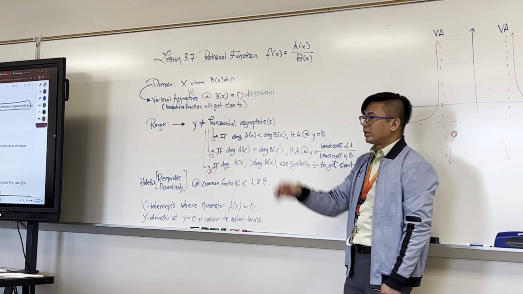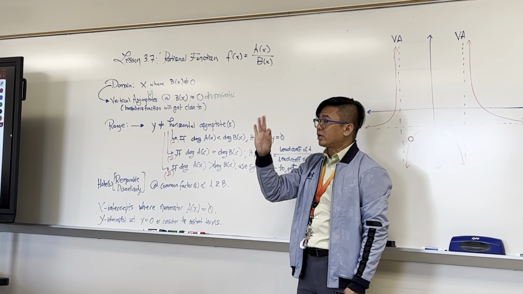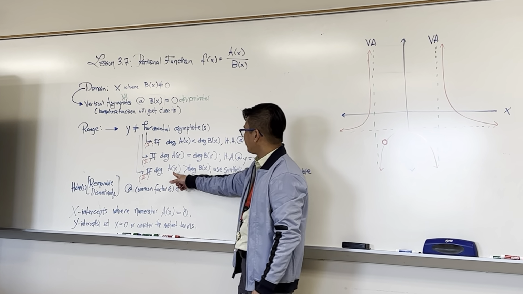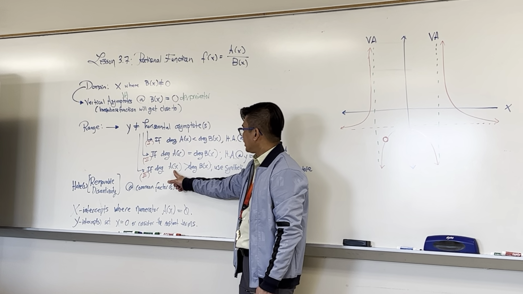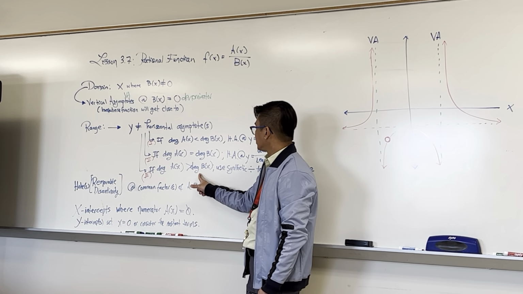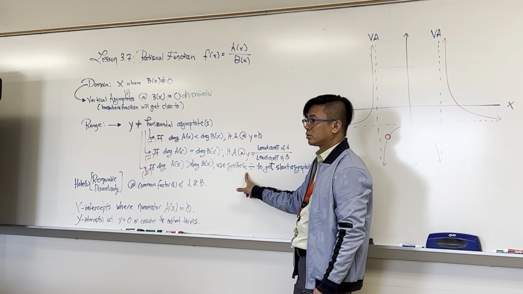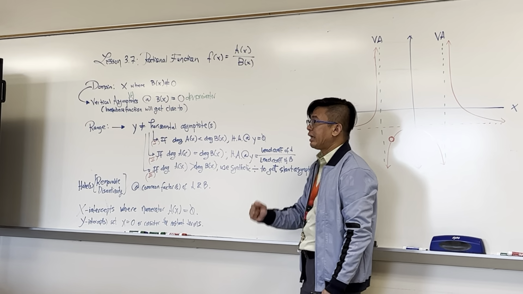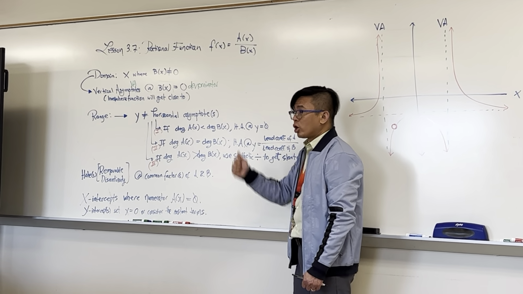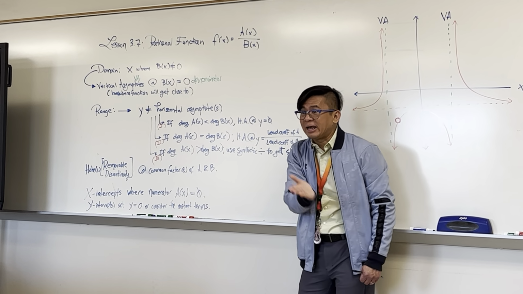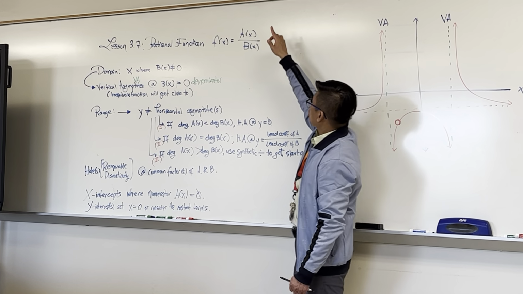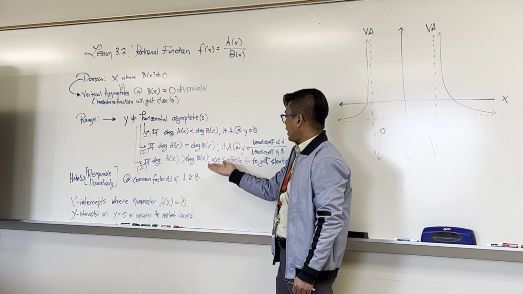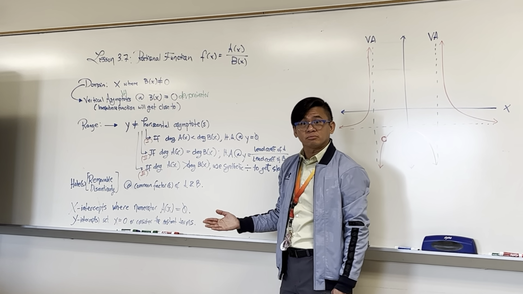Okay. Last one, case number 3. Kelly, let's go ahead. Let's read case number 3. If degree of a of x is greater than degree of b of x, use synthetic division to get a slant asymptote. It's not going to have a horizontal asymptote. It's going to have a slant asymptote. Again, should the numerator have a bigger degree than the denominator, you can use either synthetic or long division.